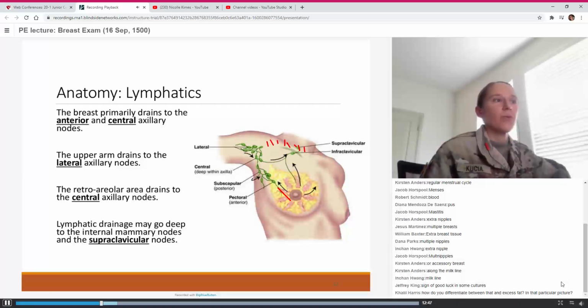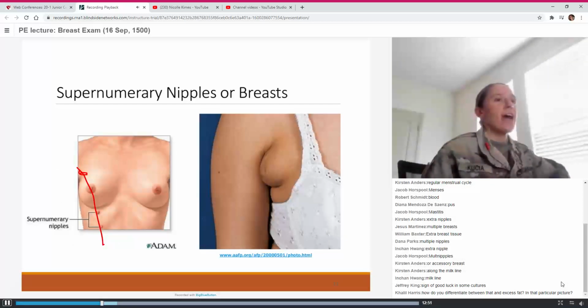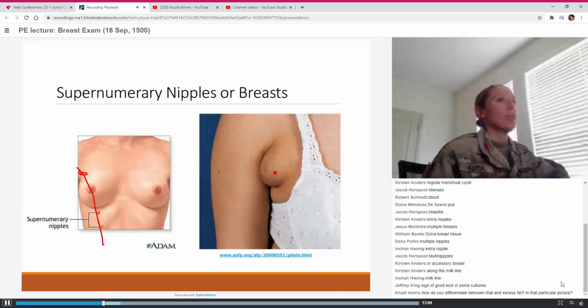All right. How do you differentiate between that and excess fat? Oh, good question. So it would feel like breast tissue. And in a person who doesn't realize they have it, it would probably only appear, like in my patient, when she was lactating. So it showed up at the same time, so she was concerned because it seemed to be related to milk production, and that's what the breast was doing.